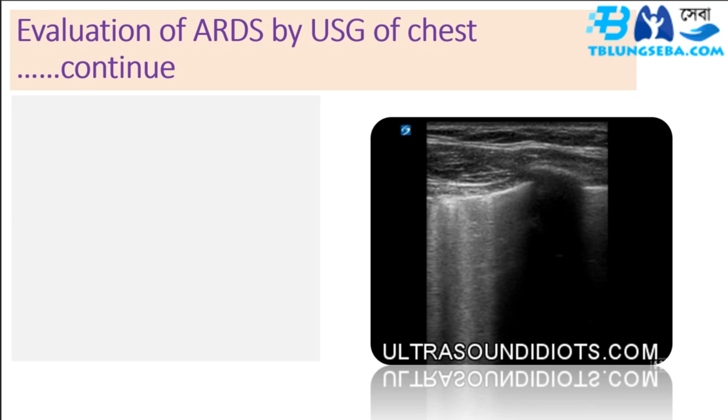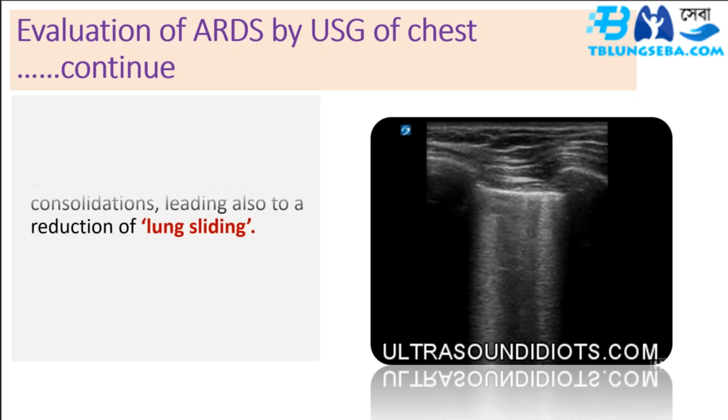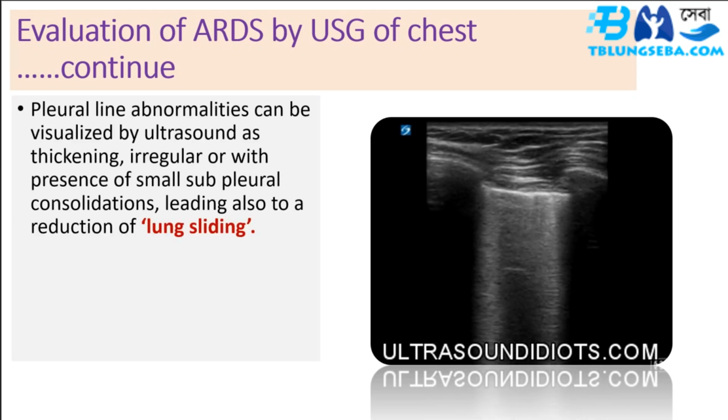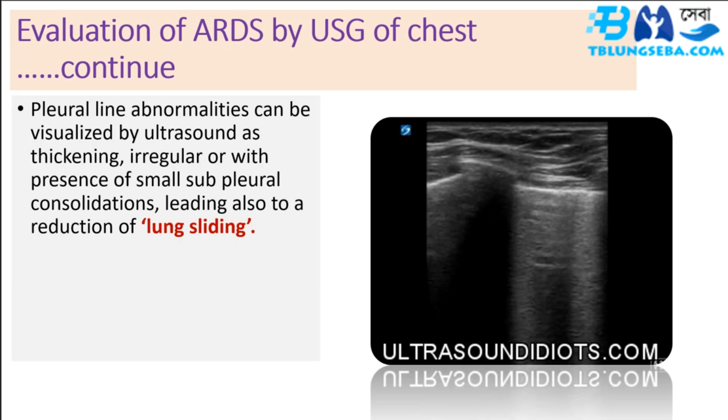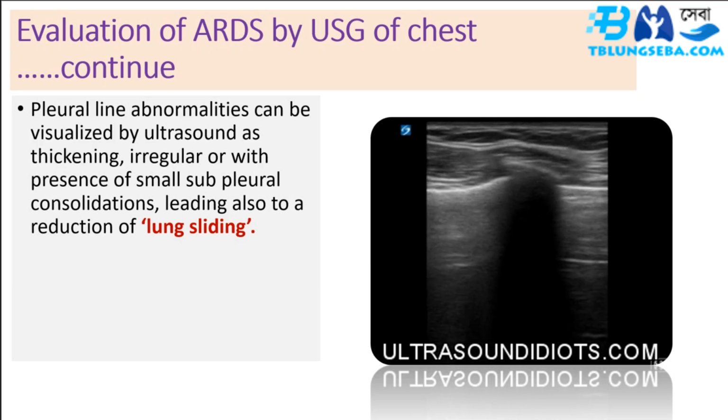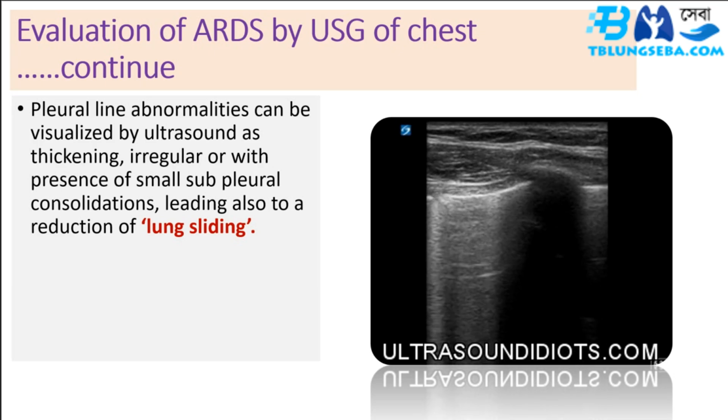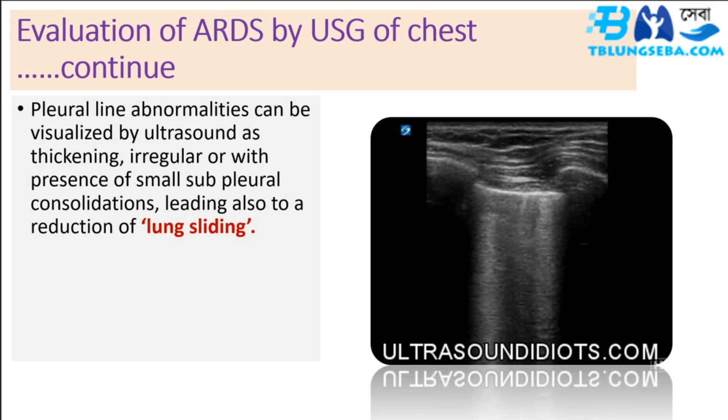Evaluation of ARDS by USG of chest continues. Pleural line abnormalities can be visualized by ultrasound as thickening, irregular or with presence of small subpleural consolidations, leading also to a reduction of lung sliding.